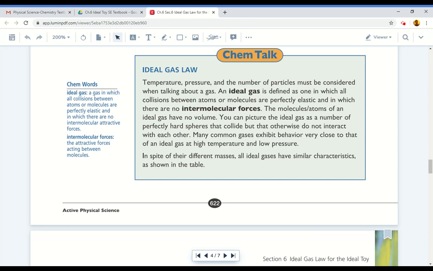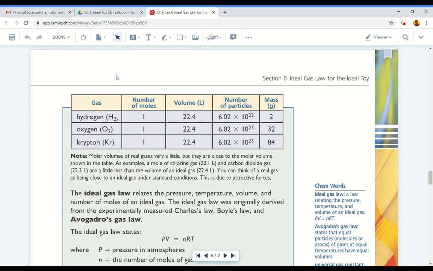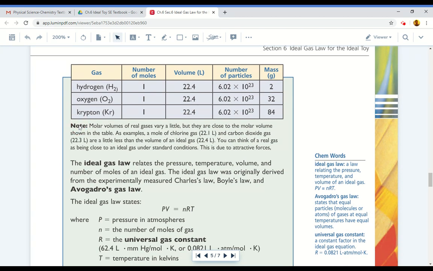and low pressure. In spite of their different masses, all ideal gases have similar characteristics as shown in the below table. Note, molar volumes of real gases vary a little, but they are close to the molar volume shown in the table. As examples, a mole of chlorine gas, 22.1 liters, and carbon dioxide gas, 22.3 liters, are a little less than the volume of an ideal gas, which is 22.4 liters.